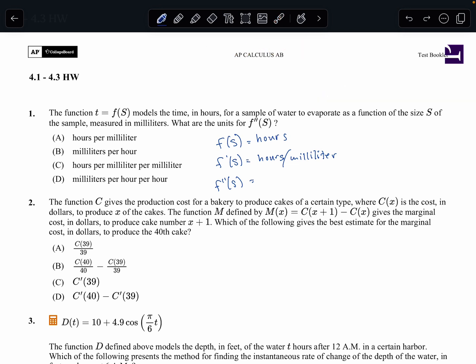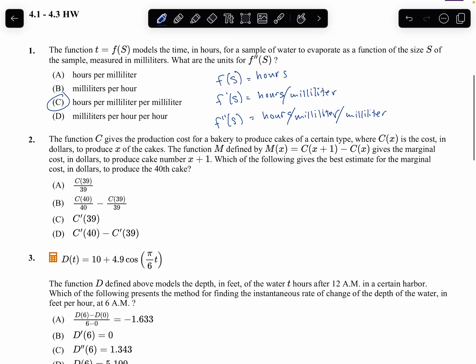Okay, yeah, no, that's lining up, but I don't like that. So this would be hours per milliliter per milliliter. Yep. So hours per milliliter per milliliter. It's going to be C. Okay. Fair enough.